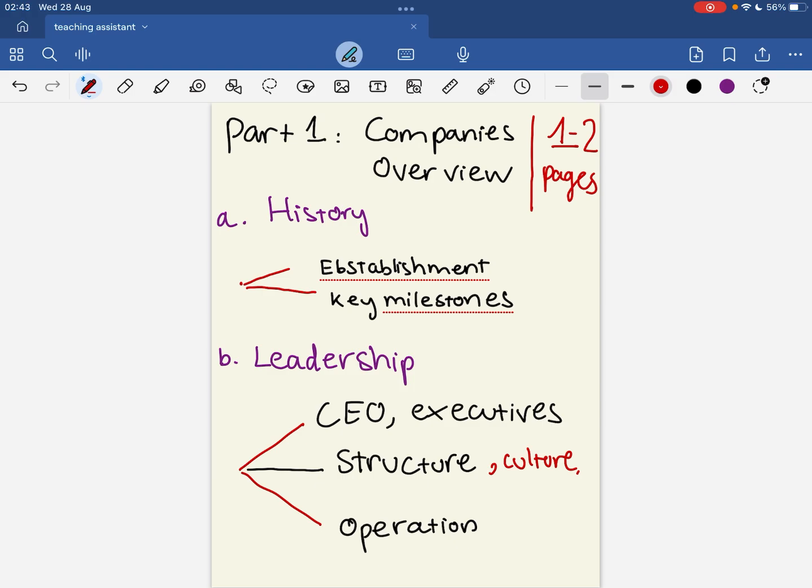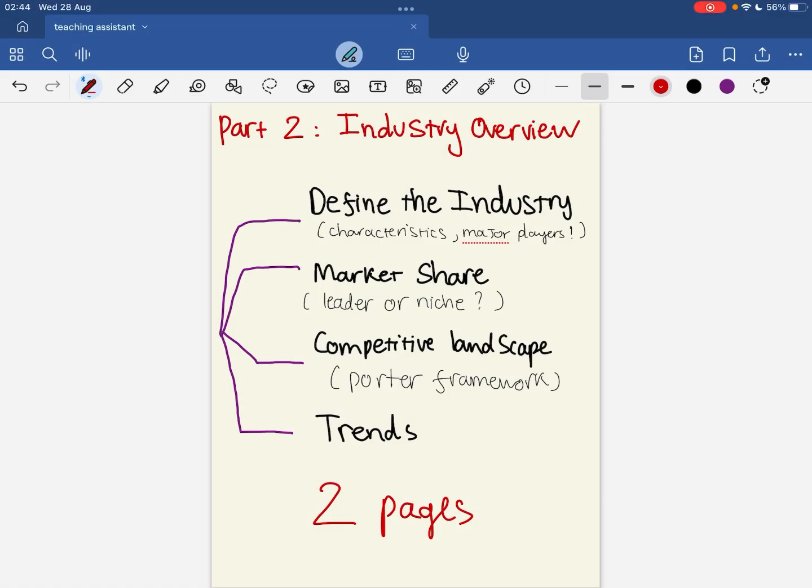And finally, we also provide an overview of their operations. What are their main products or services? In which geographic regions do they operate? How diversified are their revenue streams? This section should give your audience a solid understanding of what these companies do and how they have positioned themselves in the market. Now let's move on to part 2, the industry overview.